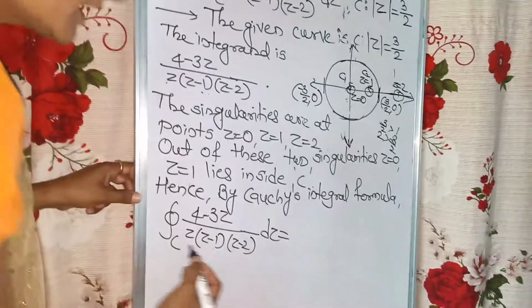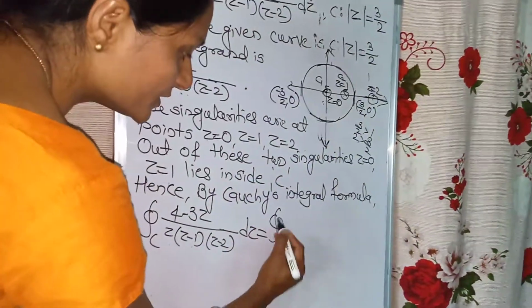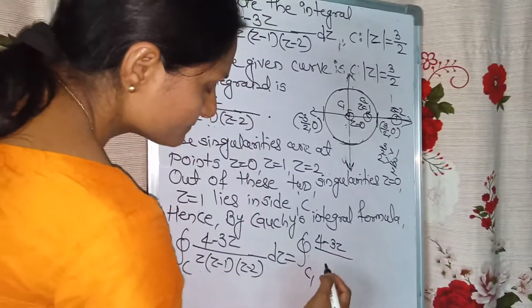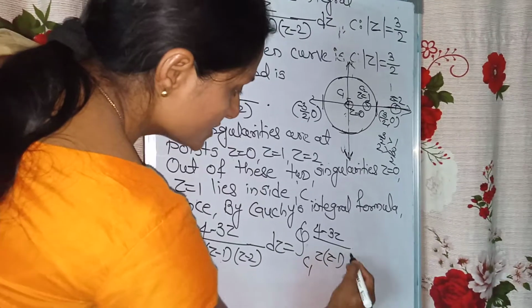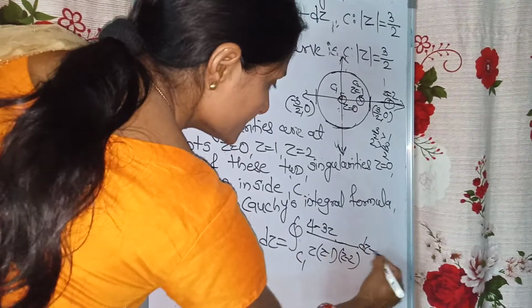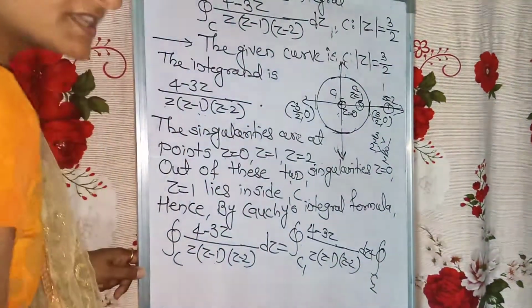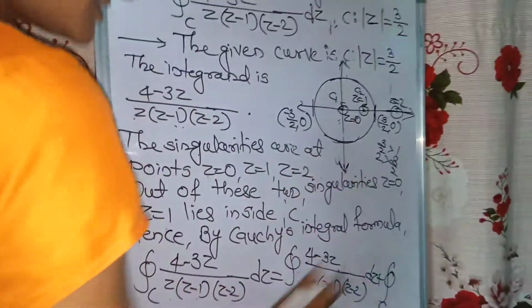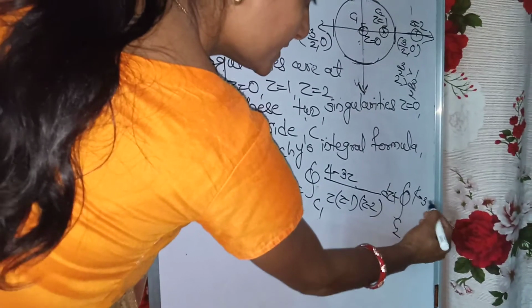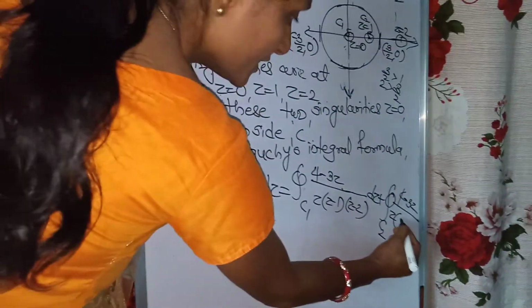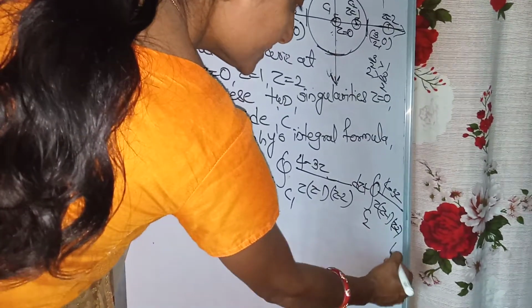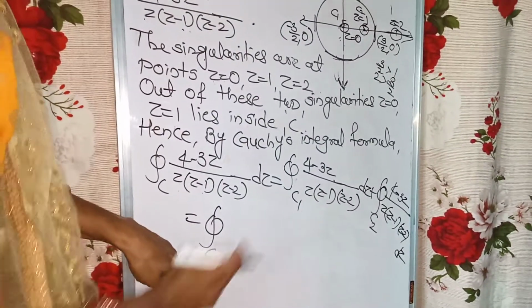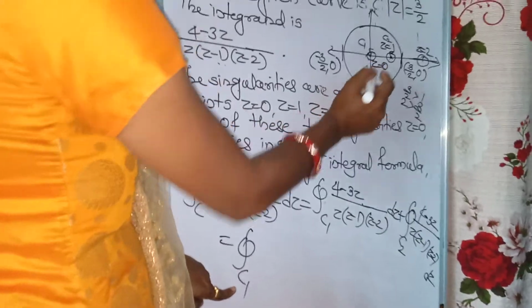Hence, I will state that this total integral value will be equal to the integral over curve C1 of (4 minus 3z) by (z minus 1)(z minus 2) dz plus the integral over closed curve C2. Observe the curve C2. C2 is the curve with the center at the point z equal to 1. So I will write the same value again, (4 minus 3z) by (z minus 1)(z minus 2) dz. I will rewrite the function. Observe your curve C1. For curve C1, the center point is z equal to 0.